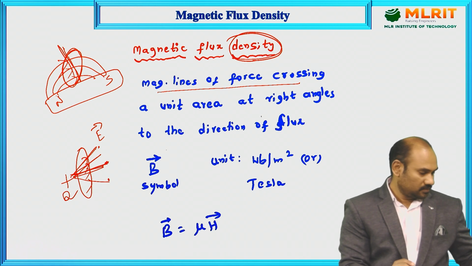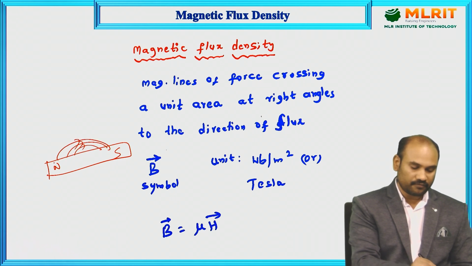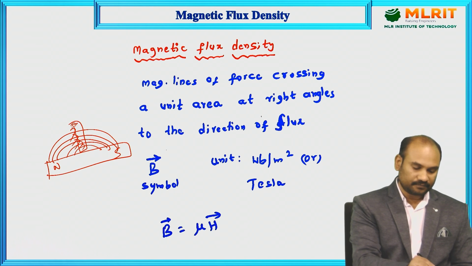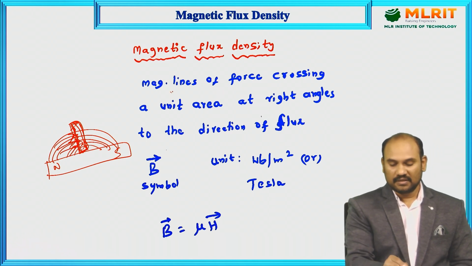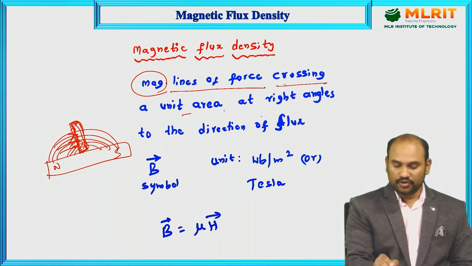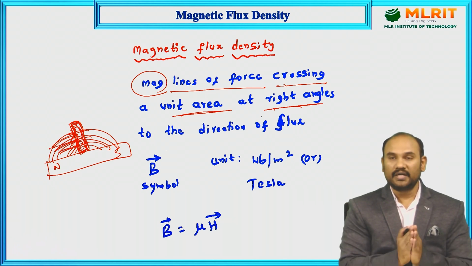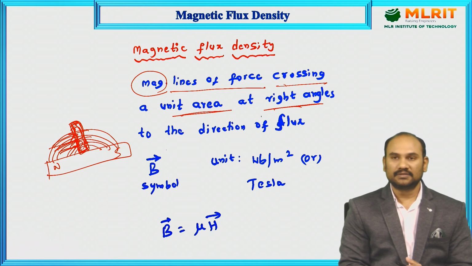Let us draw a neat diagram here. Let us say this is a magnet, and you have some magnetic lines of force like this going from north pole to south pole. Consider a unit surface area here. This is the unit surface area, which is exactly at right angles to the direction of flow of magnetic flux. So the definition is: the magnetic lines of force which are crossing a unit area at right angles. How many lines of force are crossing a unit area at right angles? That will tell you the amount of magnetic flux density.